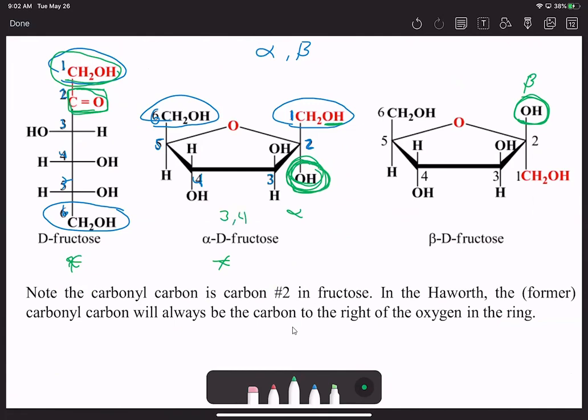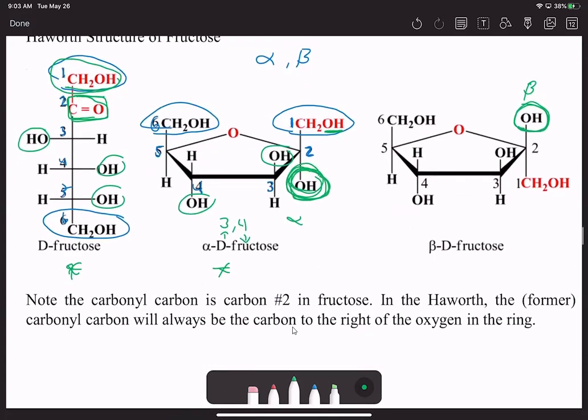And we see the pattern is up, and we see the pattern is down. So pattern up, pattern down, and then carbons number 3, 4, and 5. So we go left, right, right, as far as the Fischer projection goes for fructose.